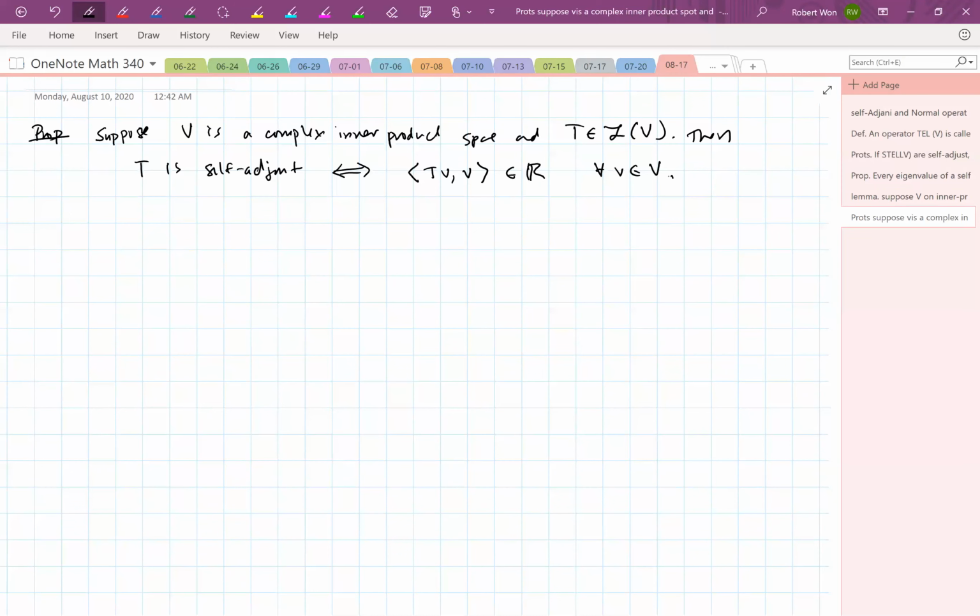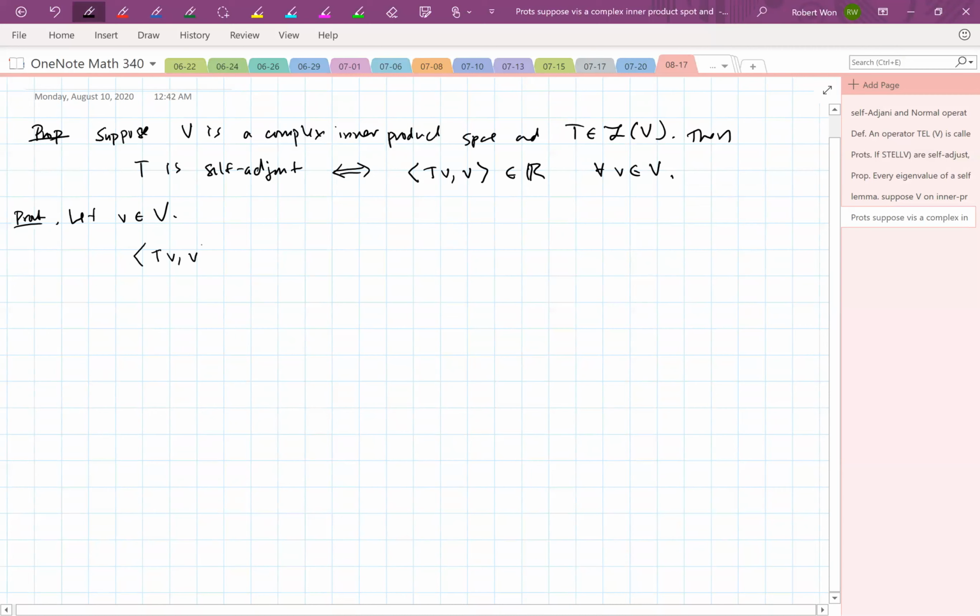Okay. So let V be a vector in V. I want to show that the inner product of TV and V is real. I want to know that this number is real. One thing I could do to understand whether a scalar is real is subtract off its conjugate and see if you have anything left over, right?